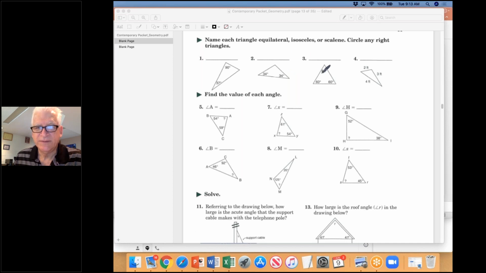Moving over to number three, we see we have three angles all of equal measure. And we know that a triangle that has all three angles of equal measure is an equilateral triangle. So let's put an E in there. And then finally, moving over to number four, we don't have any right angles there. You can just see by the shape. And we know that none of the sides are the same, which means none of the angles are going to be the same, and this is going to be a scalene.